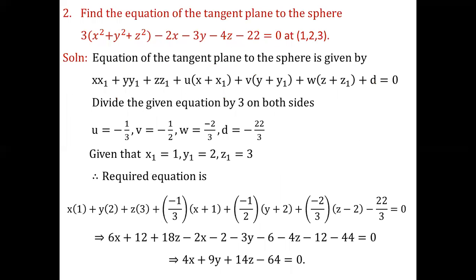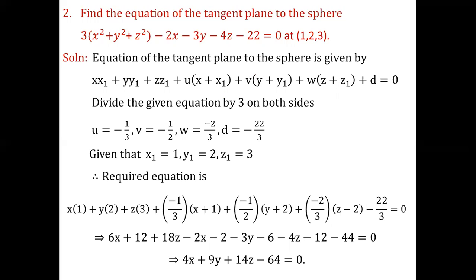One more question of the same type. Find the equation of a tangent plane to the sphere 3 into (x square plus y square plus z square) minus 2x minus 3y minus 4z minus 22 equal to 0 at 1, 2, 3. The same procedure, students. You have to find u, v, w, d from the given equation of the sphere. You can look at the sphere.